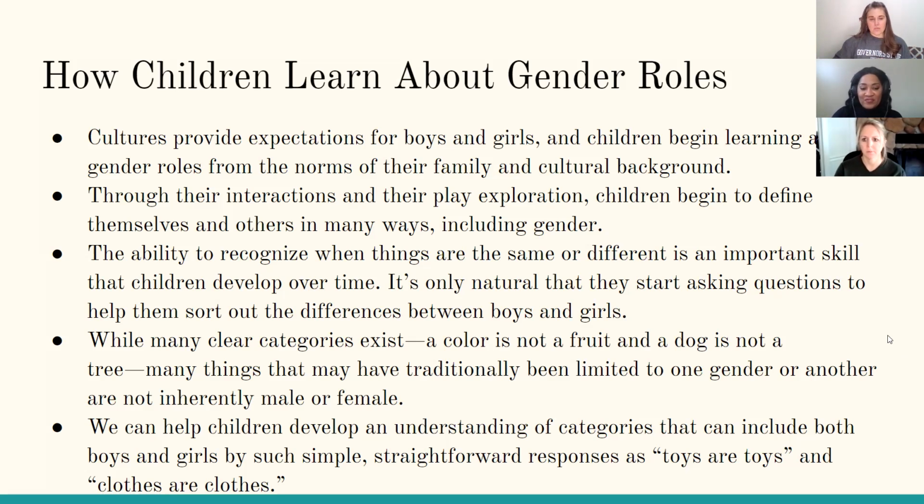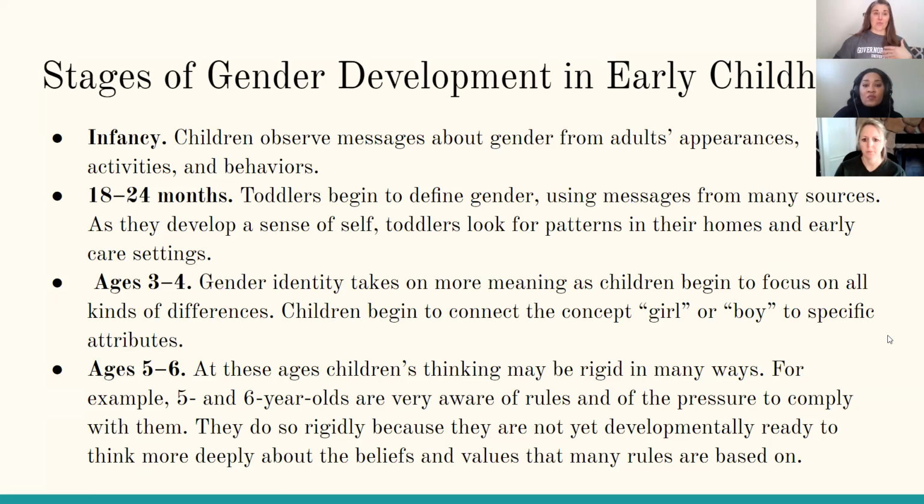So, thinking about the stages that kids go through in gender development in their early childhood years. We begin with infancy, where children observe messages about gender from adults' appearances, activities, and behaviors. Most parents' interactions with their infants are shaped by the child's gender, and in turn also shape the child's understanding of gender. By 18 to 24 months, toddlers begin to define gender using messages from many sources. As they develop a sense of self, toddlers look for patterns in their homes and early care centers. Gender is one way to understand group belonging, which is important for secure development.